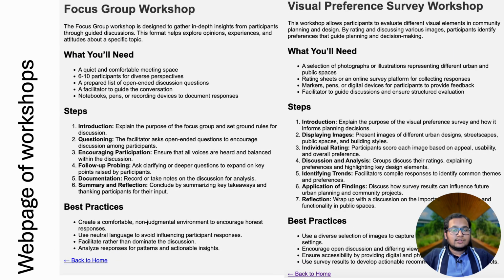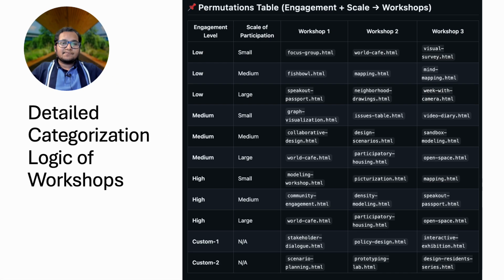Here's a snapshot of what the web page showing a workshop looks like. This is the permutations logic table. Each drop-down combination, scale plus engagement, is linked to three workshops through a lightweight JavaScript mapping. This keeps the tool fast, flexible, and easy to maintain and update.